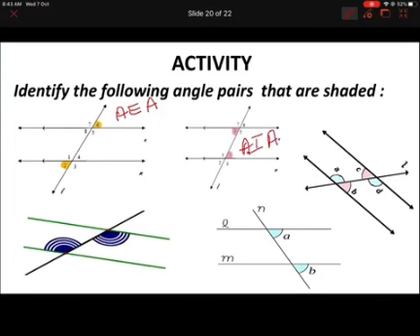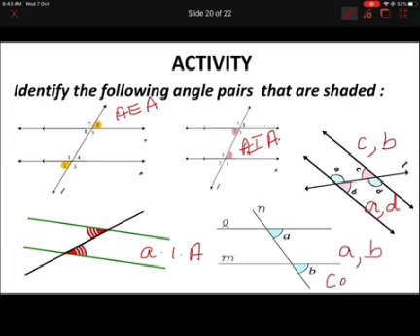Alternate interior angles. Here you have C and B as alternate interior and A and D as alternate interior angles. And again this is alternate interior angles. And here these are A and B are corresponding angles. Okay. So that is your activity.